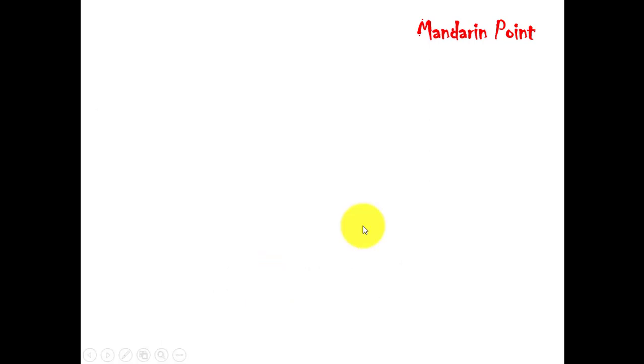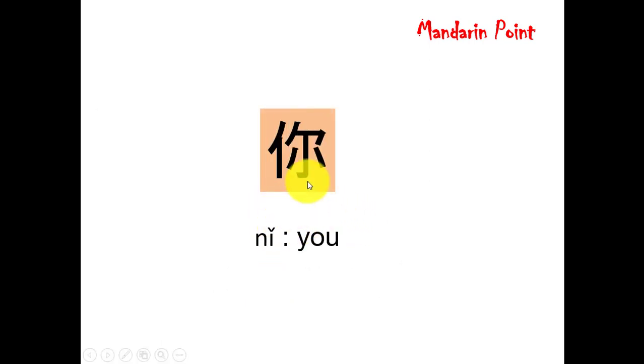Next character is 你, meaning you. Let's decompose it further. On left side we can see it is a radical used for people, and it is 亻. On the right side it is 尔, meaning you. So on the left side the radical is indicating that this character is somehow related to person or people, and this one is indicating the actual meaning, you.